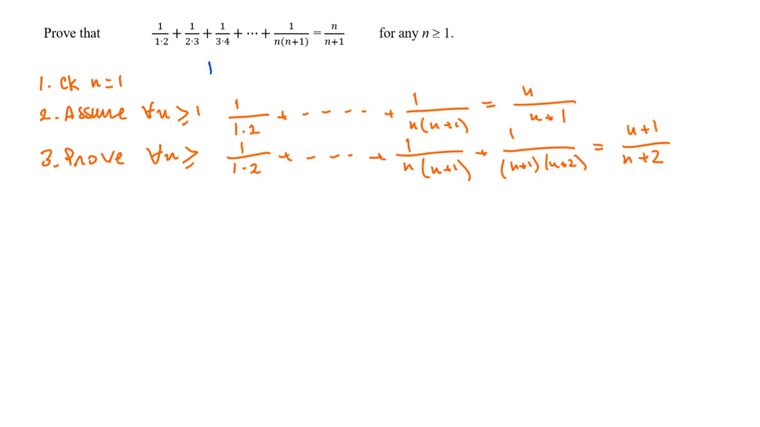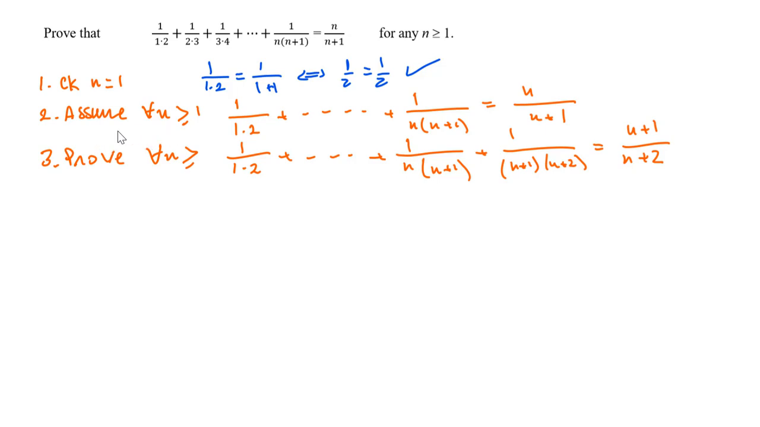If n equals 1, we have 1 over 1 times 2. Is this the same as n over n plus 1, which is 1 over 1 plus 1? This is equivalent to saying that 1/2 is the same as 1/2. So it's true for n equal to 1.